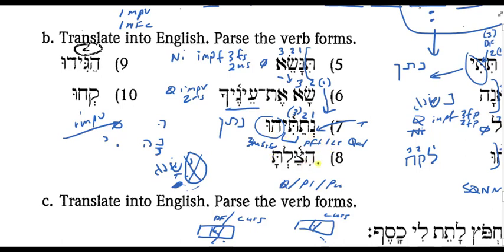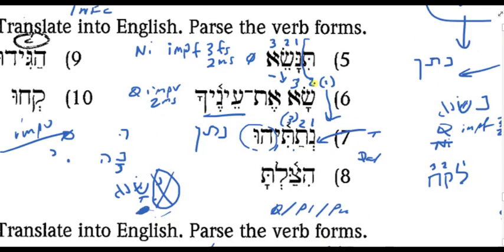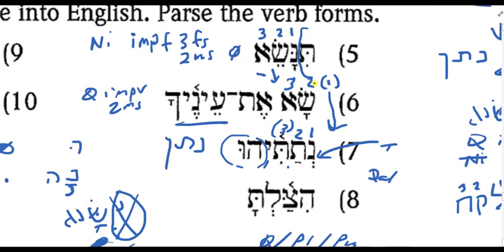Now look at number 8. I have hitsalta. Hitsalta. Say that with me. Hitsalta. Okay. Now, let's identify what we see here. We'll go ahead and make this a little bigger. Do you see anything on the end that might help you parse this? Yeah, ta wants me to go with perfect, and what person, gender, number?